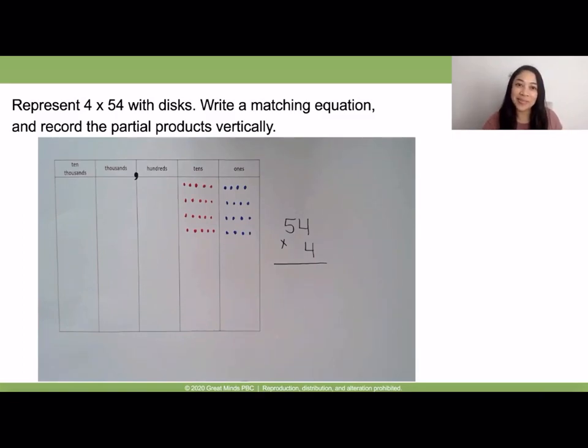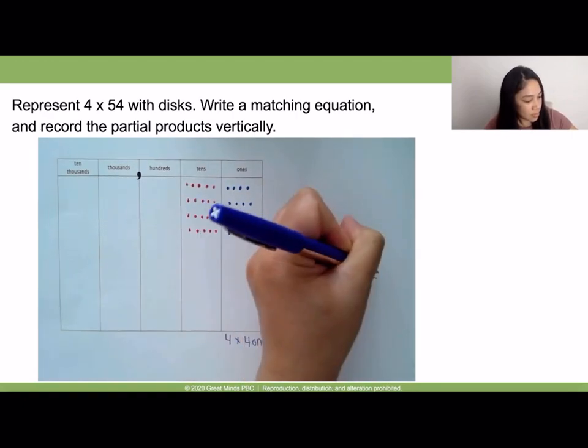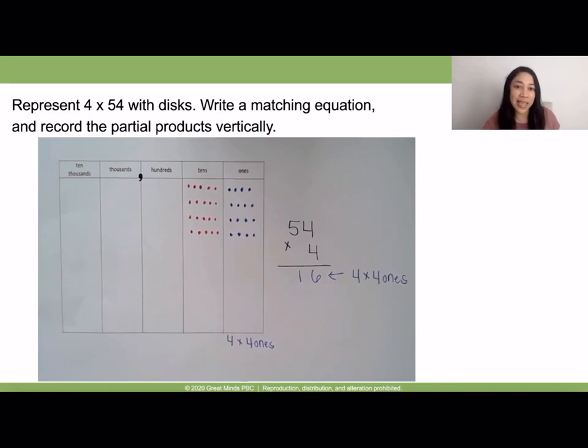Let's start with the ones. What's the value of our ones? 4 times 4 ones equals 16 ones. Let's record the value of the ones. Now let's move to the tens. What's the value of the tens? 4 times 5 tens equals 20 tens, and 20 tens equals 200. Let's record the value of the tens now.